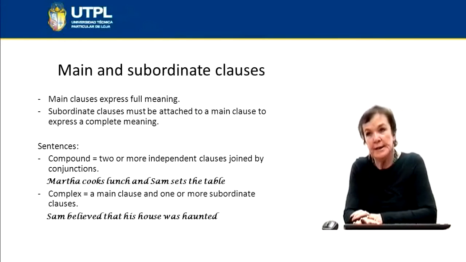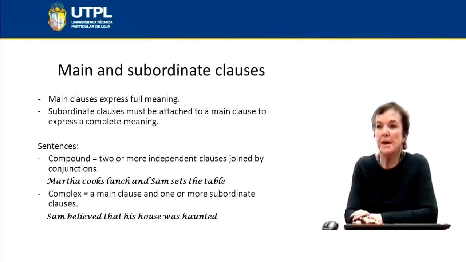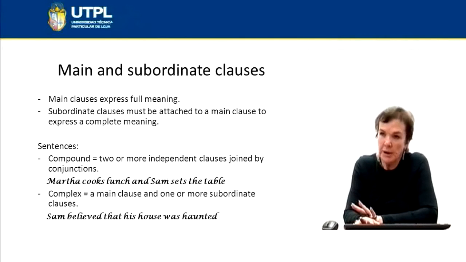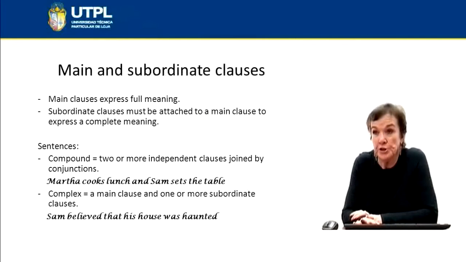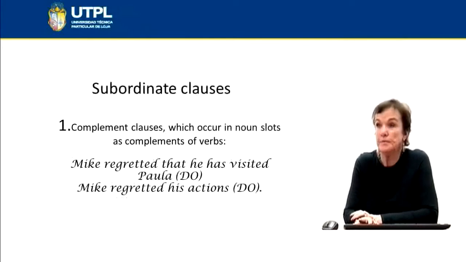Complex sentences are formed by a main clause and one or more subordinate clauses. Look at the example. Sam believed that his house was haunted. Sam believed is the main clause. That his house was haunted is the subordinate clause. In this case, we have a complement clause.